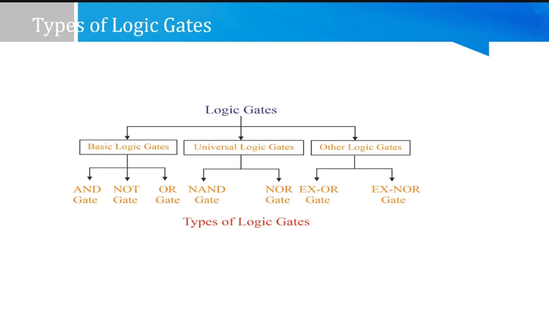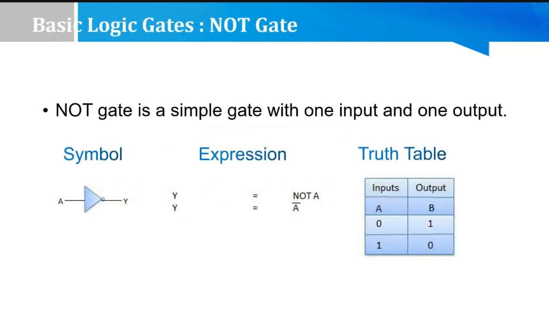Next come the other logic gates. In this category, the XOR and XNOR come. You can also call them arithmetic logic gates. Why? Because with the help of the XOR and the XNOR, you can do arithmetic operations. So we'll see one by one what the types of logic gates are. Here you can see the NOT gate. The NOT gate has only one input and one output.